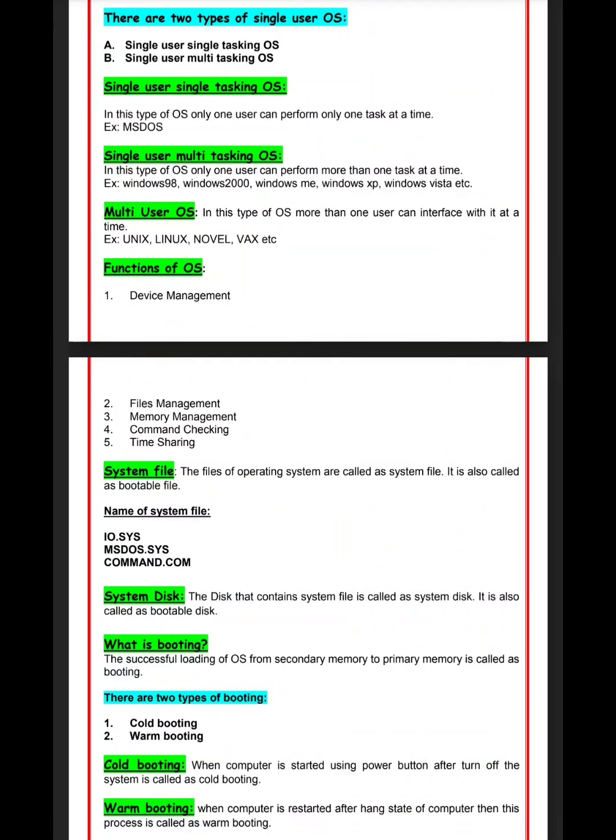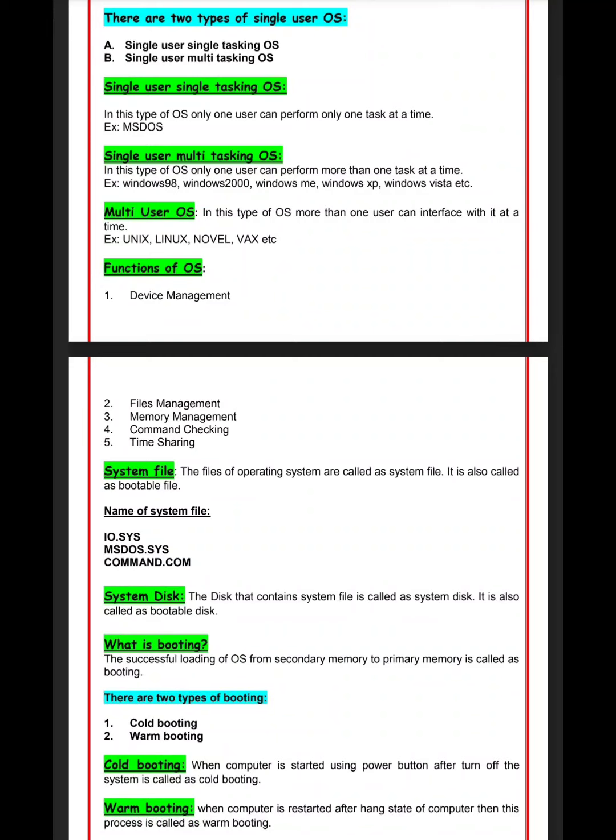System files: the files of the operating system are called system files. They are also called bootable files. Names of system files: io.sys, ms.sys, command.com. System disk: the disk that contains system files is called a system disk. It is also called a bootable disk.